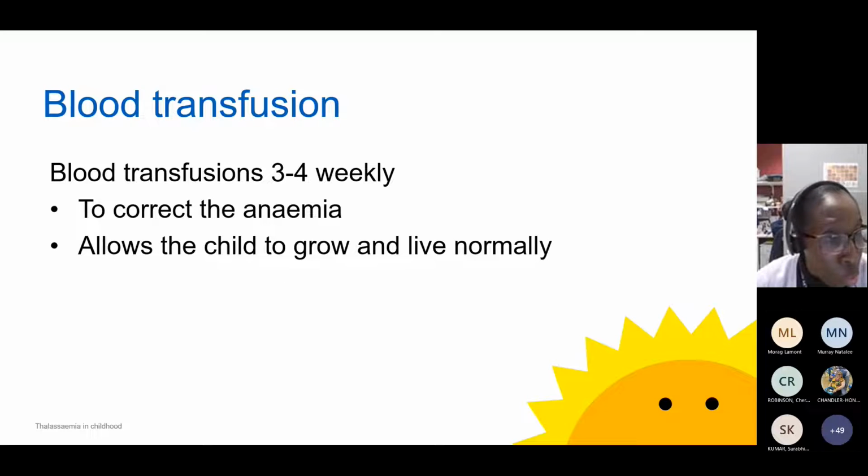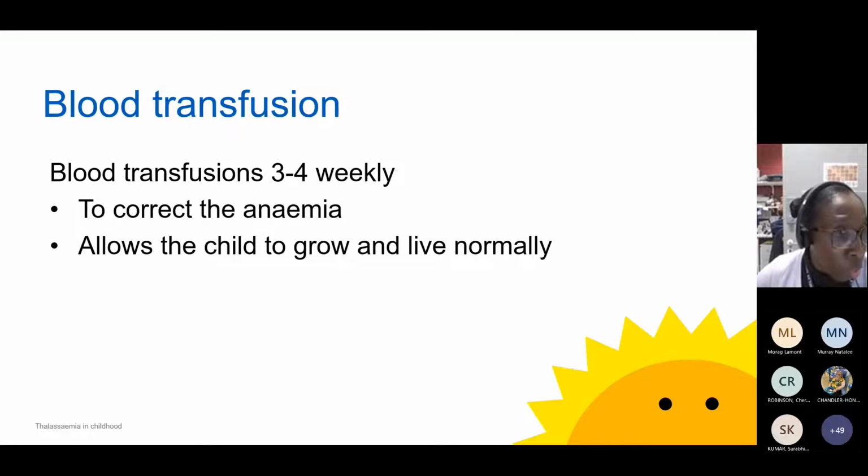So blood transfusions normally are 3 to 4 weekly. And the aim of the blood transfusion is to correct the anemia, and it also allows the child to grow and live normally. So I say 3 to 4 weekly because it does depend on the individual child.